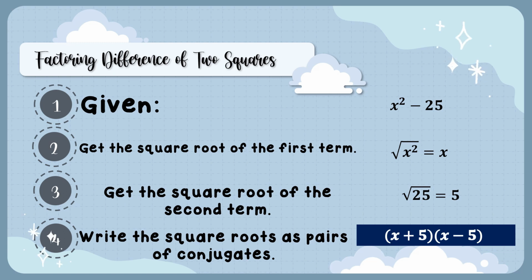Conjugates means that there are some features in common but has differences in particular. We did write the square root of the first term in each quantity, and the square root of the second term also in each quantity. The difference that it makes is the sign or the operation separating the two terms. You have positive and negative.